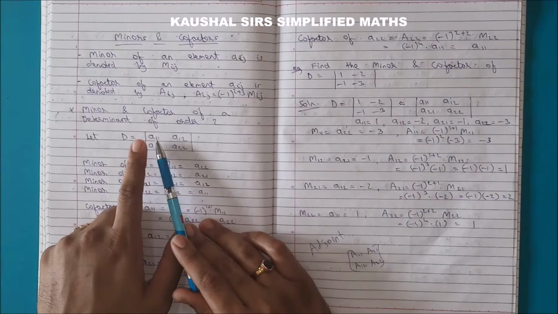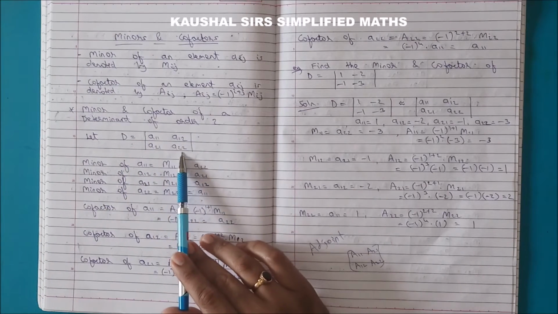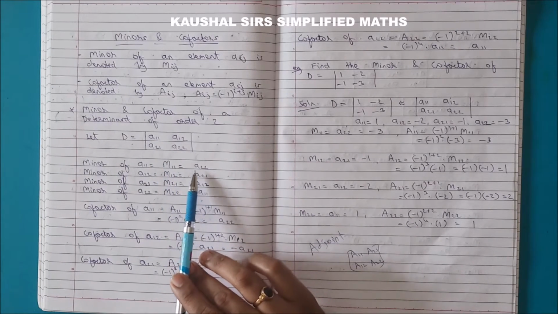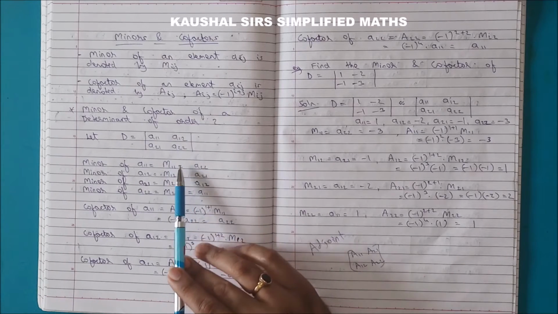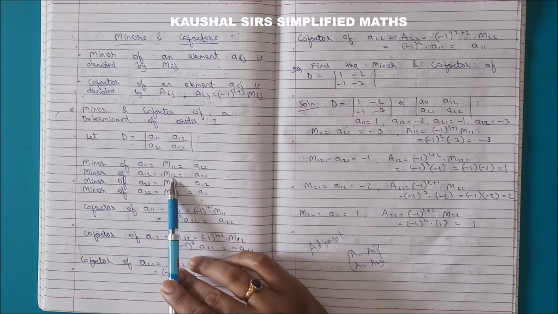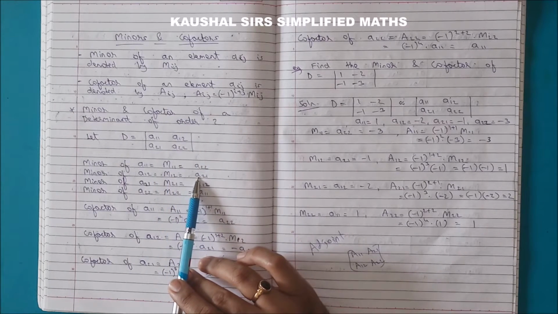So what is the minor of this element? It is the diagonally opposite element to A11. So which is the diagonally opposite element? A22. So its minor is A22. Clear? Likewise, if you say minor of this element A12, it is denoted by what? Capital M12 and its diagonally opposite element is A21. So that becomes its minor.